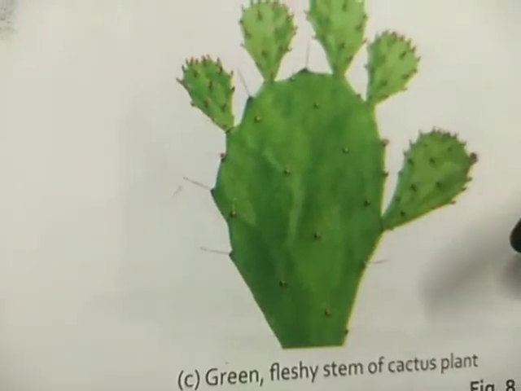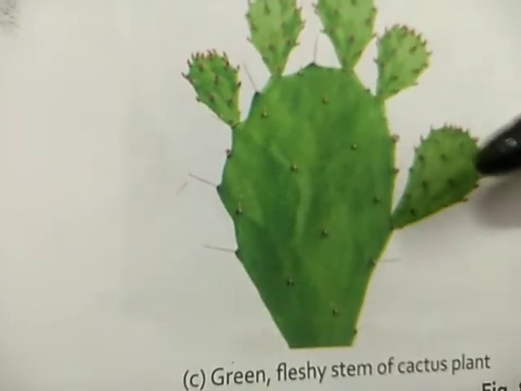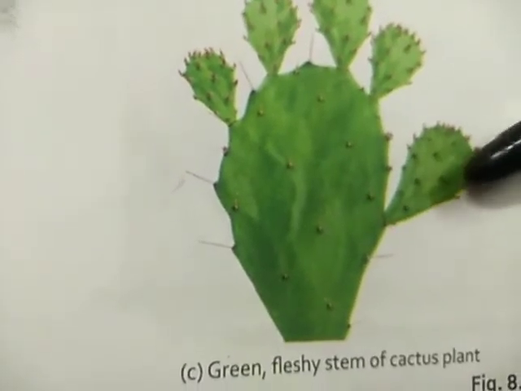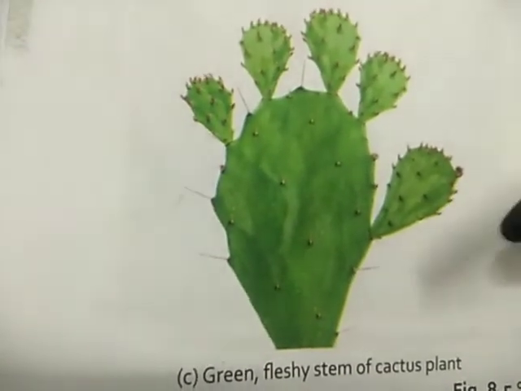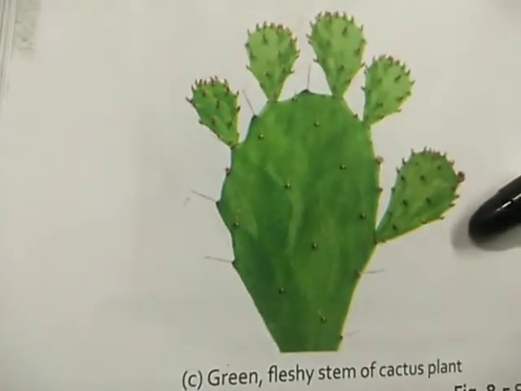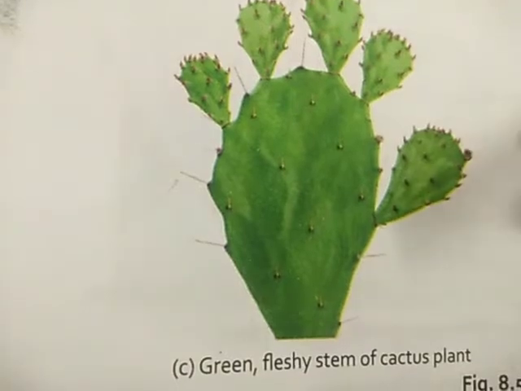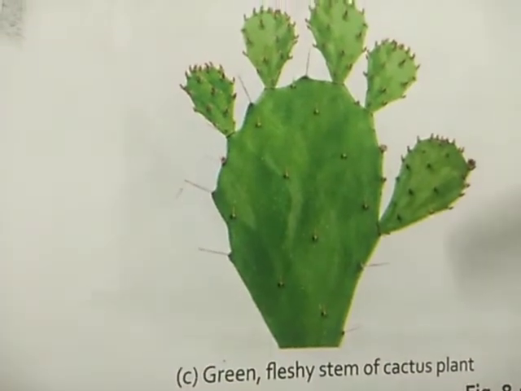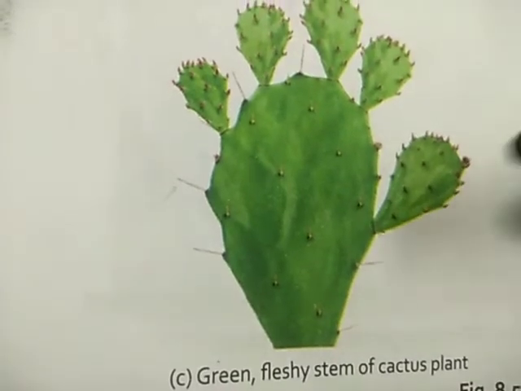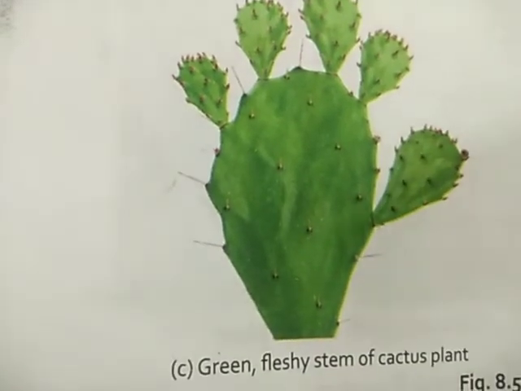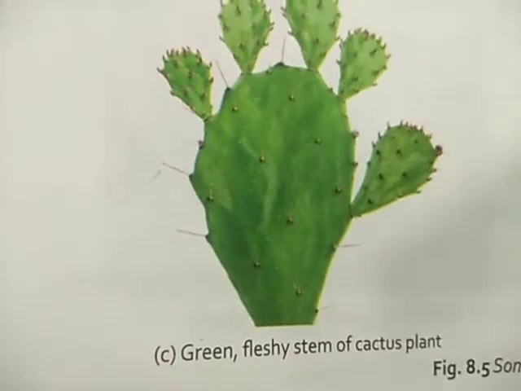Mostly the stem will be which color? Brown color. Yes or no? Now this stem is green in color. This cactus plant is green in color, which contains chlorophyll that prepares food for the plant by carrying out photosynthesis. The work of the leaves will be done here through the stem. Therefore, it is one more work the stem is doing. Clear? That is the cactus plant.